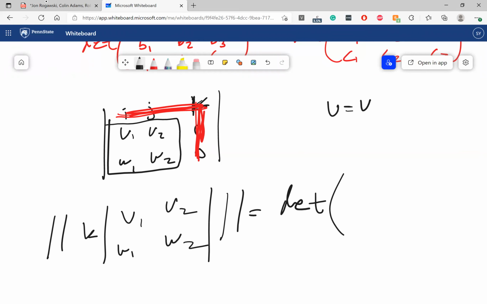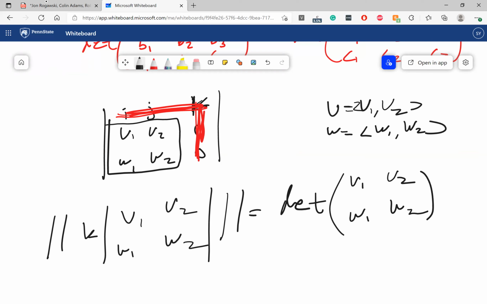That's the same as just taking the determinant of my two vectors. So V was equal to V1, V2, and W is equal to W1, W2. So that's V1, V2, W1, W2. Now you don't have to remember this. You can always just put together your cross product, but you can also remember this. And this will just tell you that if you're in 2 dimensions and you want to find the magnitude of the area of the parallelogram spanned by 2 vectors in 2 dimensions, you just take the determinant of those 2 vectors.